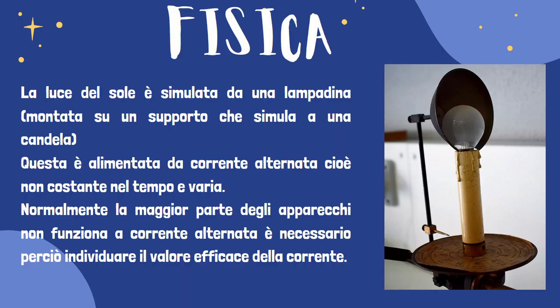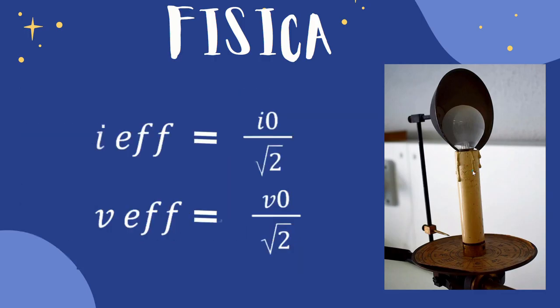Let's now analyze the light source of the Tellurium, a light bulb. The device is powered by alternating current, a current that varies over time, discovered by Tesla. Most electronic devices operate according to this principle, and to identify the actual value of this current, the following formulas are used. E_f equals E_0 over square root of 2, and V_f is equal to V_0 over square root of 2.